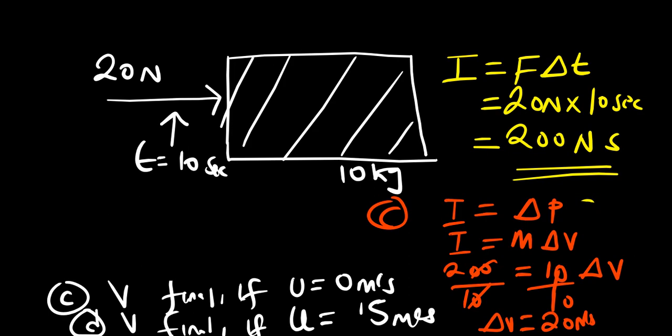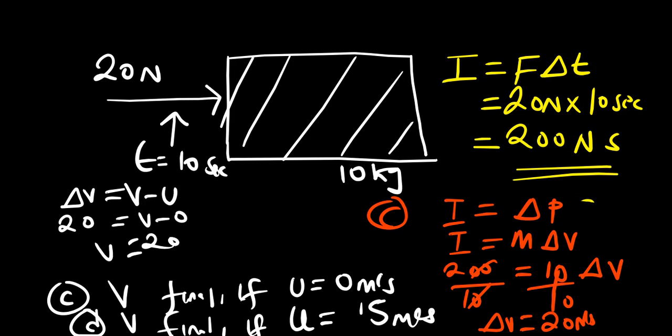If the change in velocity is 20, now you know that the change in velocity equals your final velocity minus your initial velocity. Now we found that the change in velocity, 20 meters per second, equals v minus u. If, let's say, this object started from rest, so let's say our u is 0 in this case, therefore our v will just be equal to 20 meters per second. That is the final v when u is equal to 0.